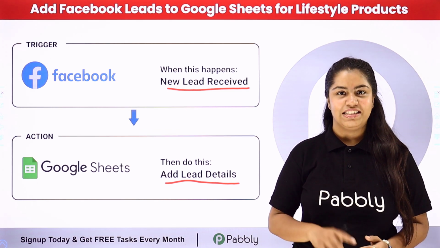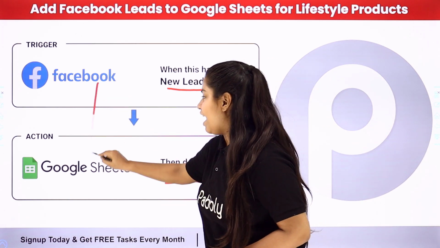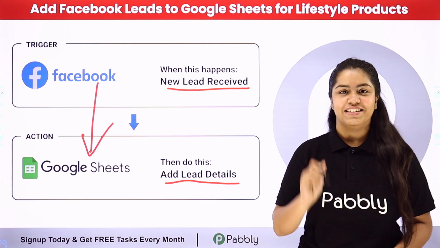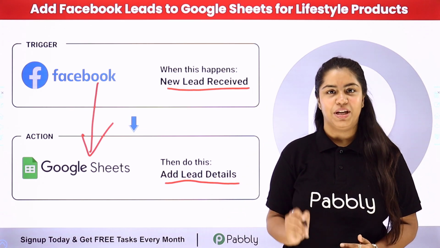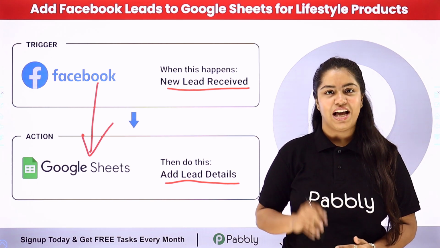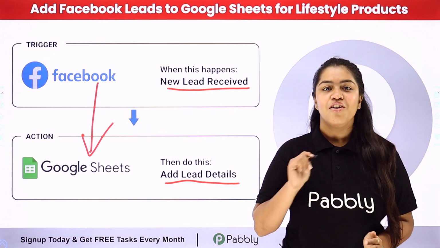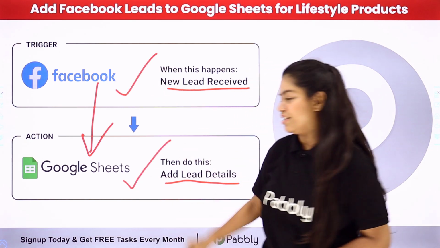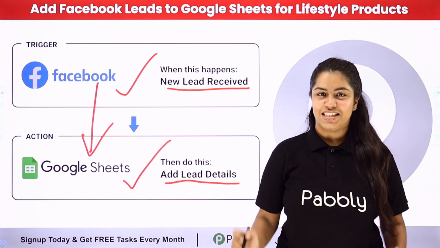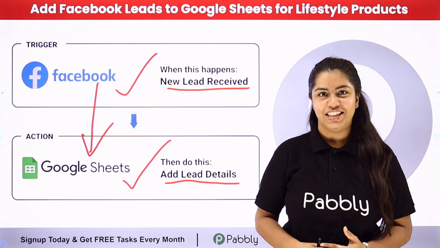For this, we are going to create an integration between Facebook lead ads and Google Sheets. To create this integration, we are going to use Pabbly Connect. It is an amazing automation software. So in Pabbly, we have the concept of trigger and action. For trigger, we are going to use Facebook lead ads, and for action, we are using Google Sheets. So if you want to learn this process step by step, follow me through the screen.